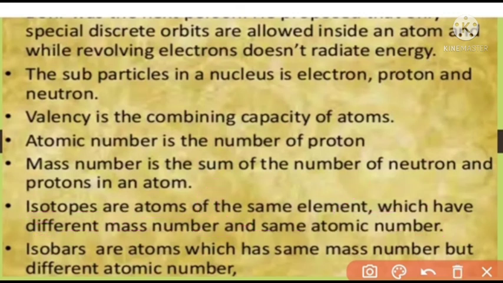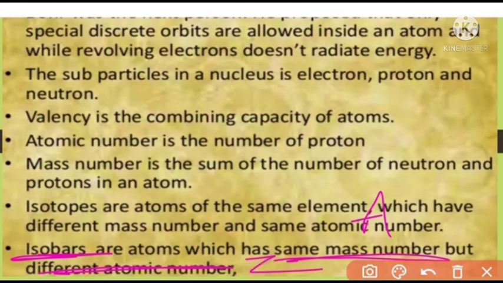The last topic is isobars. Isobars are atoms which have the same mass number, the same A value, but different atomic number, different Z value. That is called isobar. All these topics are discussed in detail in this video. I believe you understand all the topics.